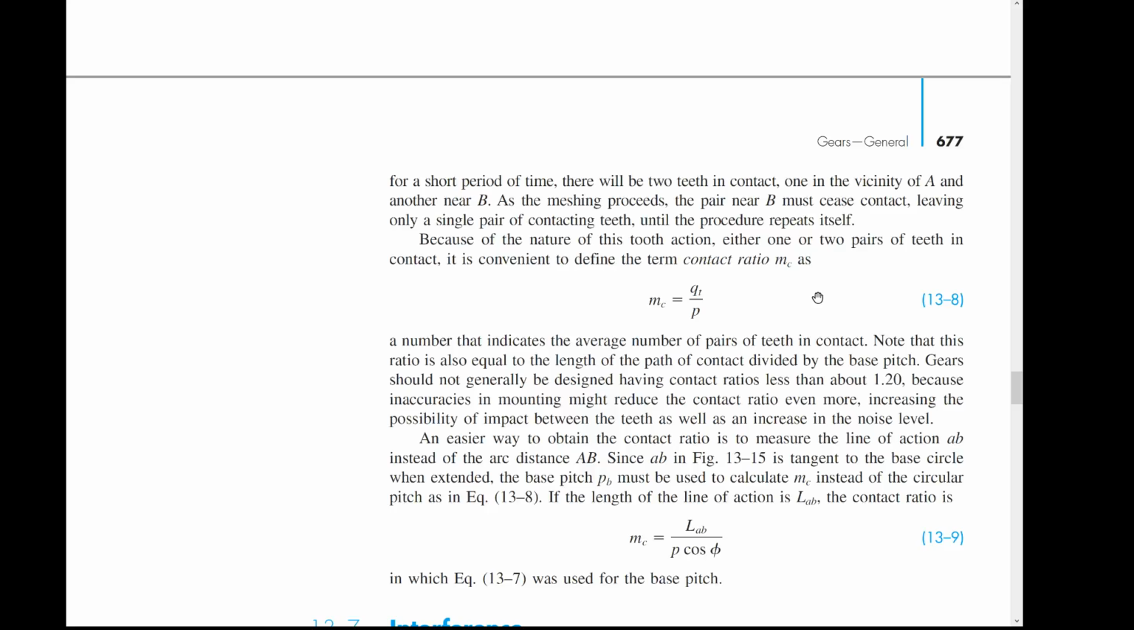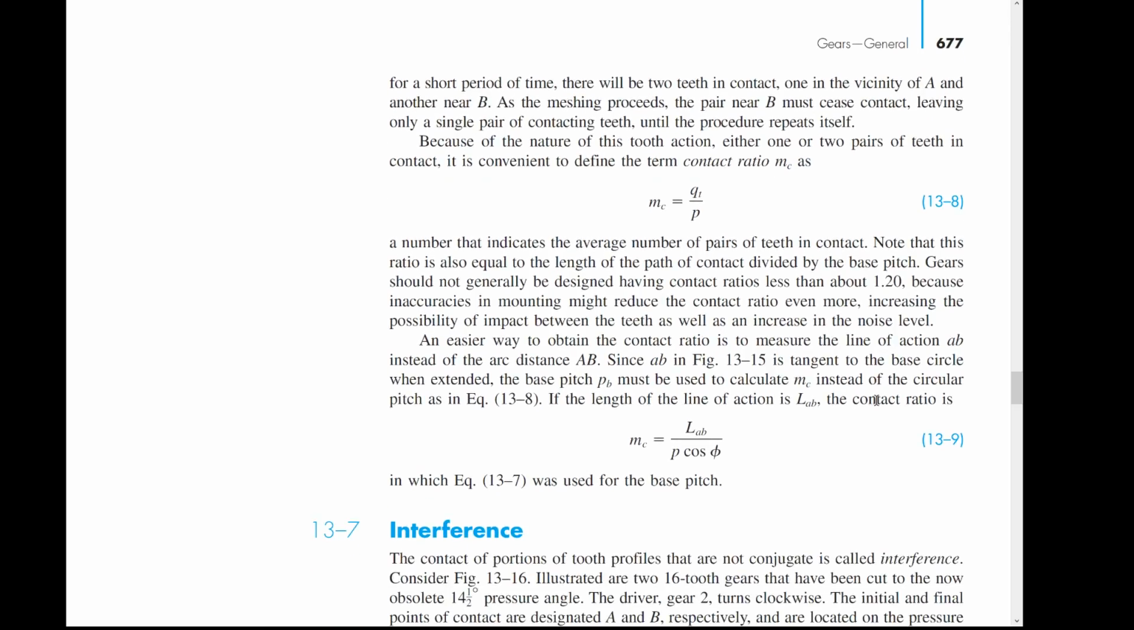An easier way to obtain the contact ratio is to measure the line of action AB instead of the arc distance AB. Since AB in figure 13.5 is tangent to the base circle when extended, the base pitch P_B must be used to calculate M_C instead of the circular pitch as in equation 13.8. If the length of the line of action is L_AB, the contact ratio is M sub C equals L sub AB over P cosine phi, in which equation 13.7 was used for the base pitch.